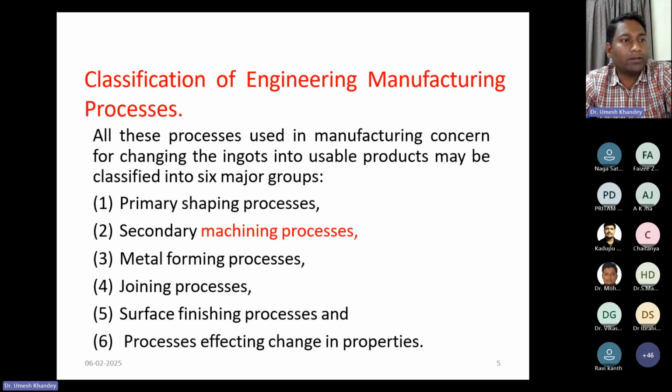Then, processes affecting change in properties. This is related to heat treatment, meaning after production, you may need to alter the properties depending upon your requirement. It should be more ductile, it should have more tensile strength along with malleability. In some cases, you require the surface to be harder than the core of the metal or product. This kind of requirement can be fulfilled with the help of heat treatment, which comes under the category of processes affecting change in properties.